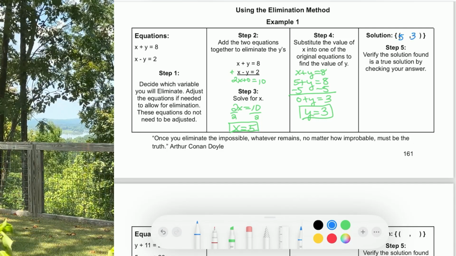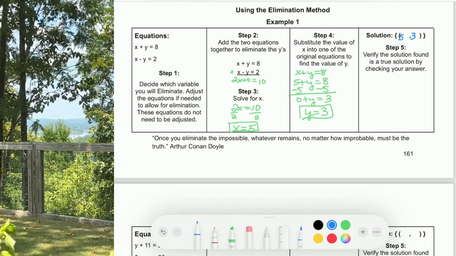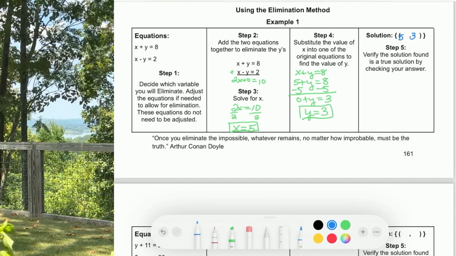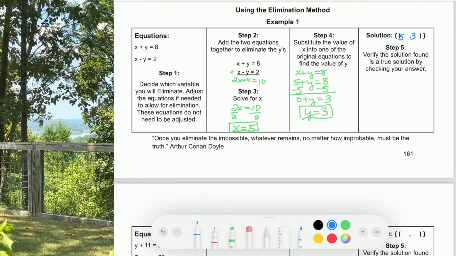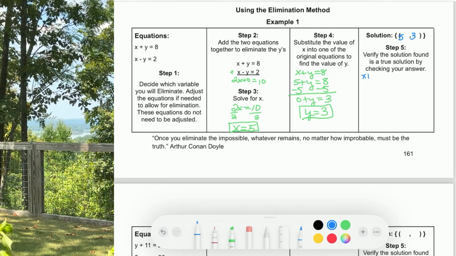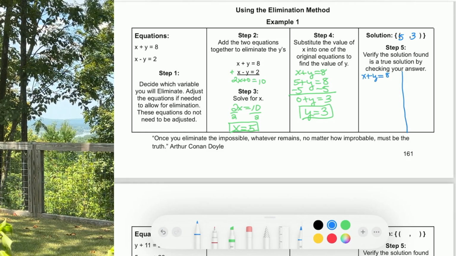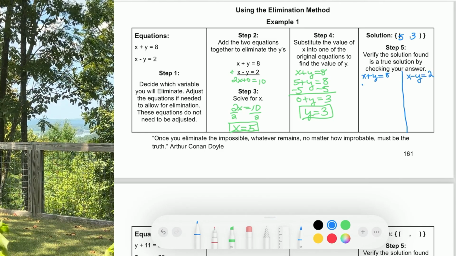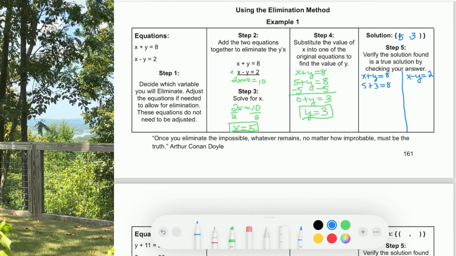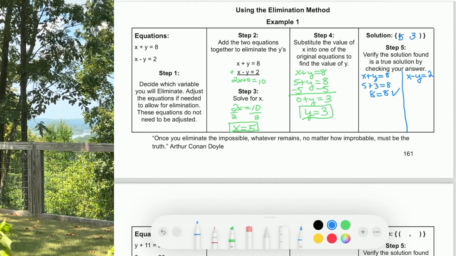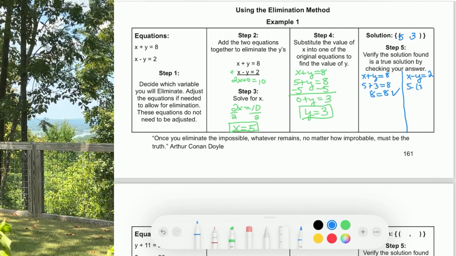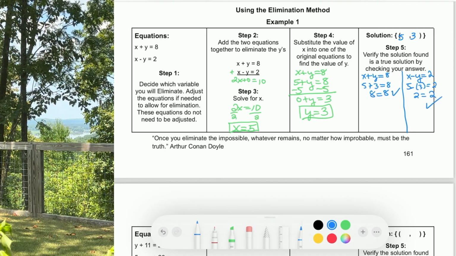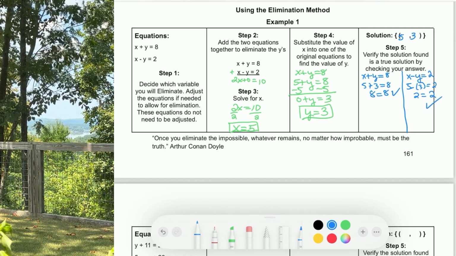Step 5 says verify that the solution found is a true solution by checking your answer. So we're going to plug in our values into both of these equations and see if it does work out. So x plus y equals 8, and I'm going to draw a line down here. X minus y equals 2. All right, so I'm going to plug in 5 plus 3 equals 8. 8 equals 8. So yes, works on that side. 5 minus 3 equals 2. So 5 minus 3 is 2. So yes, it works on that side as well. So we have, in fact, found our solution.